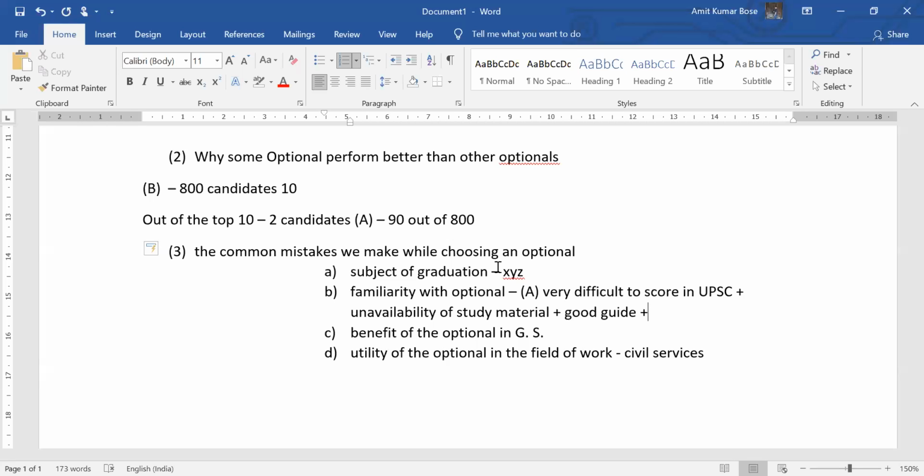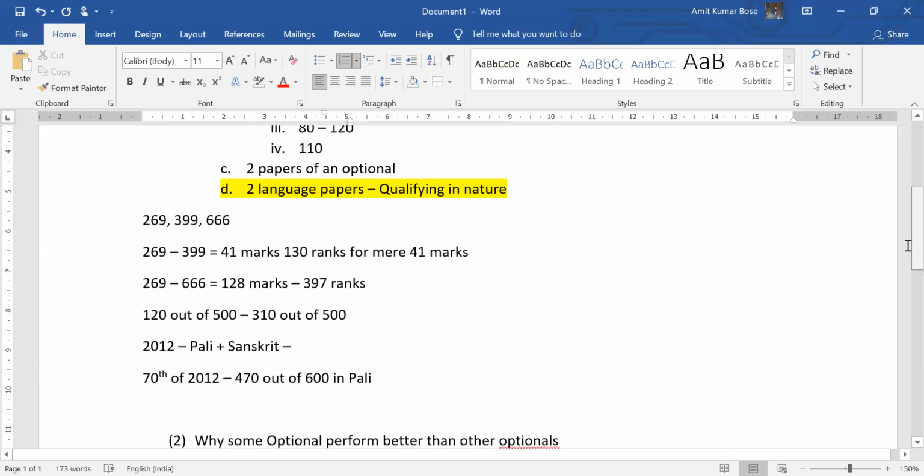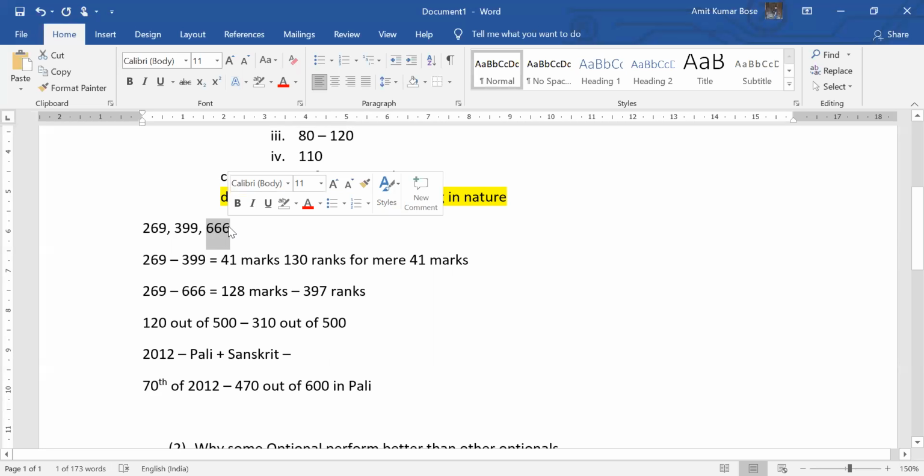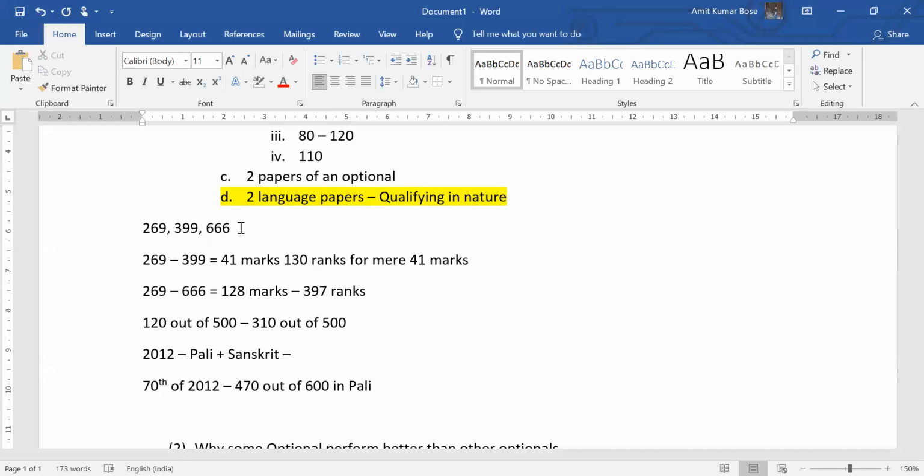But tell me about those candidates who used to crack the examination with Pali or Sanskrit during the earlier times. We have seen a number of candidates playing smart and selecting these subjects, Pali, Sanskrit, subjects like this. Do you really think those people had these subjects in their graduation? I can tell you about this 666 ranker, 666 of the 2013 batch. He secured his rank in the result which came out in 2013. He had Sanskrit, but he was from the field of commerce. He had Sanskrit as one of his optionals, but the guy was a CA.